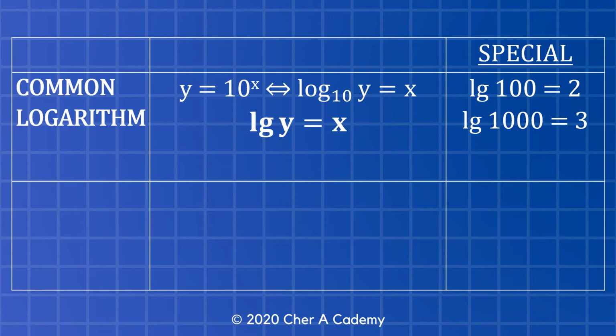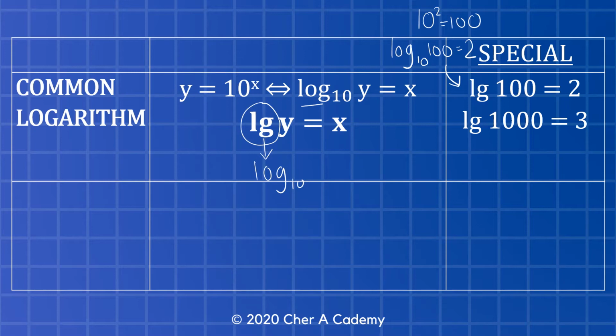Earlier on, you saw log, L-O-G. But what happens when you see LG? LG is actually short form for log to the base of 10. So earlier on, we saw that 10 squared is equal to 100. If we change to log form, it will be log base 10, 100 equals 2. Or it can be written as lg 100 equals 2.